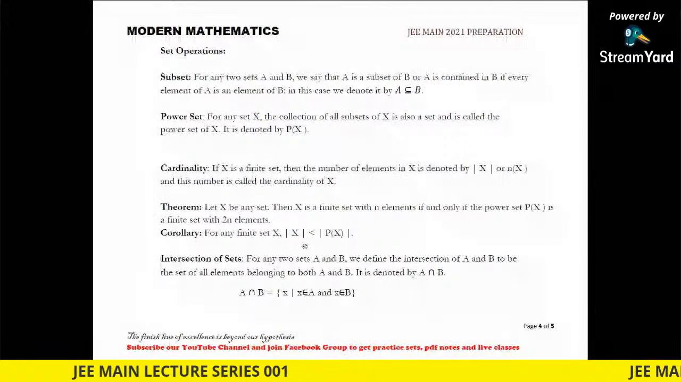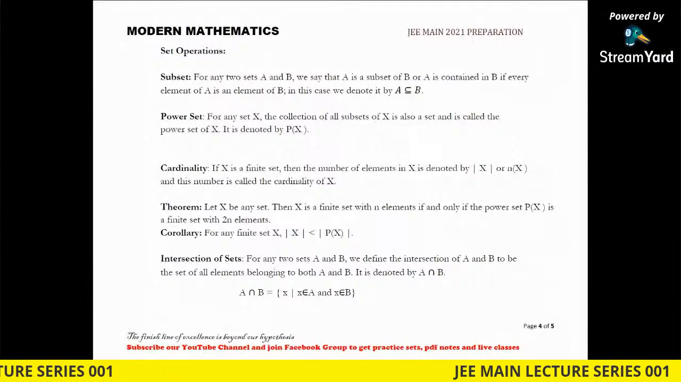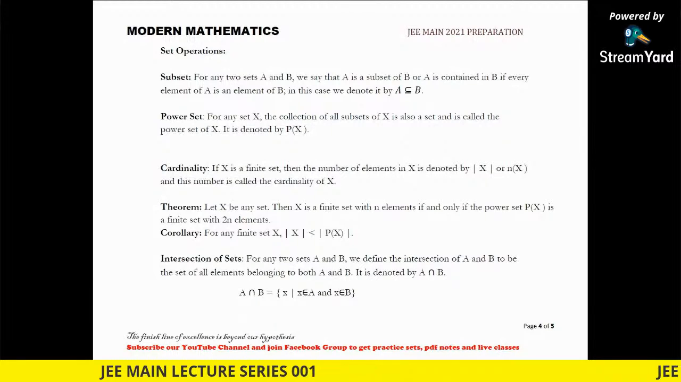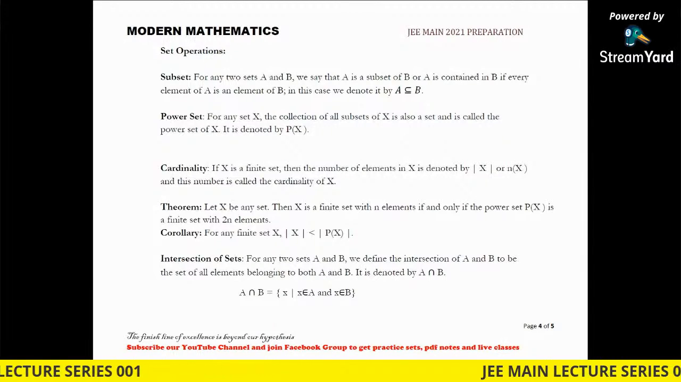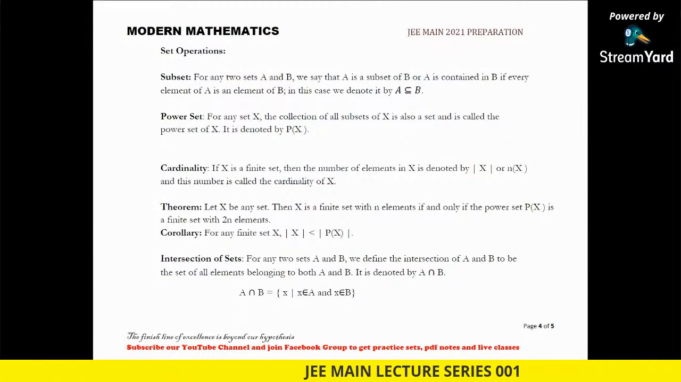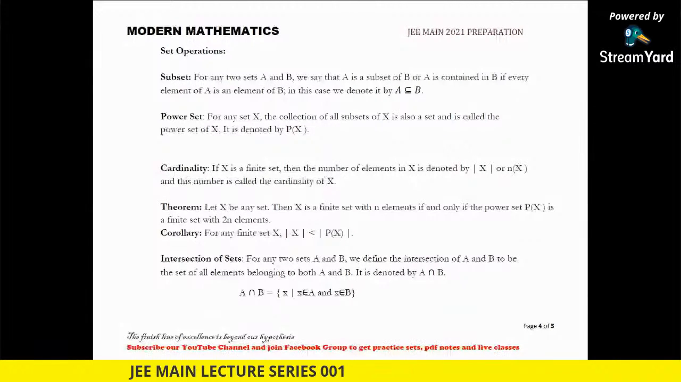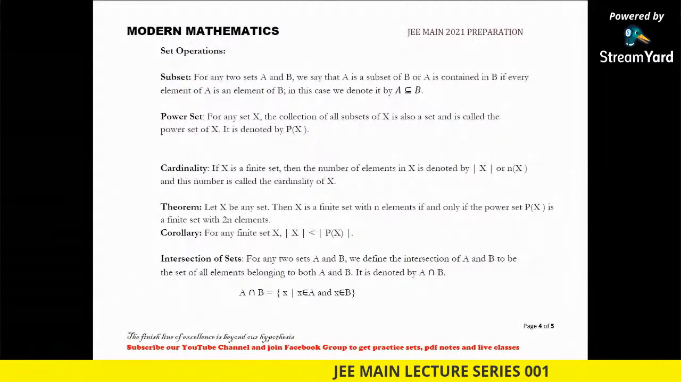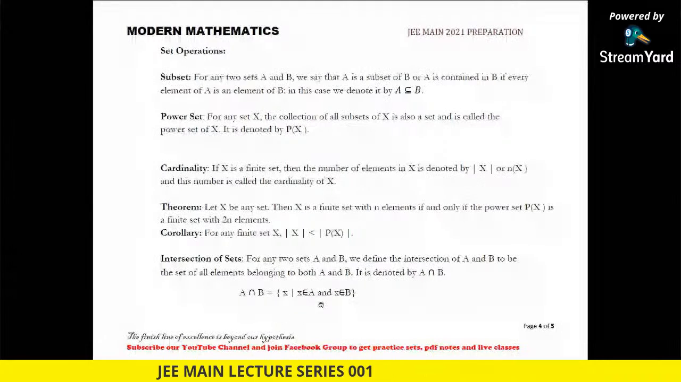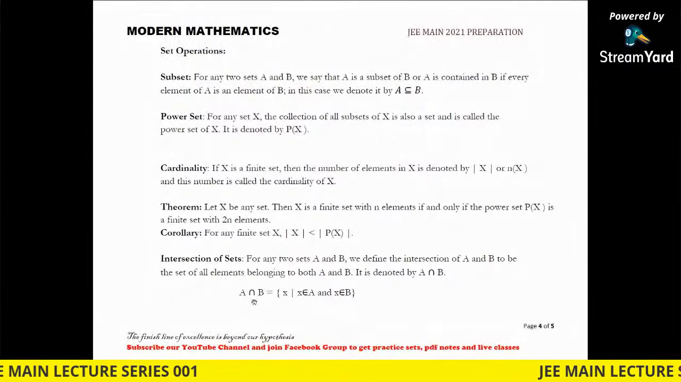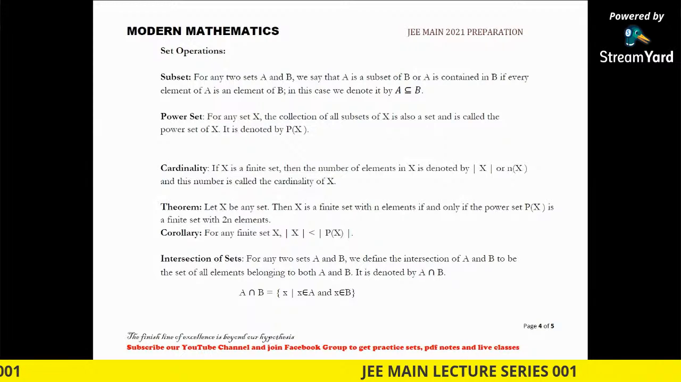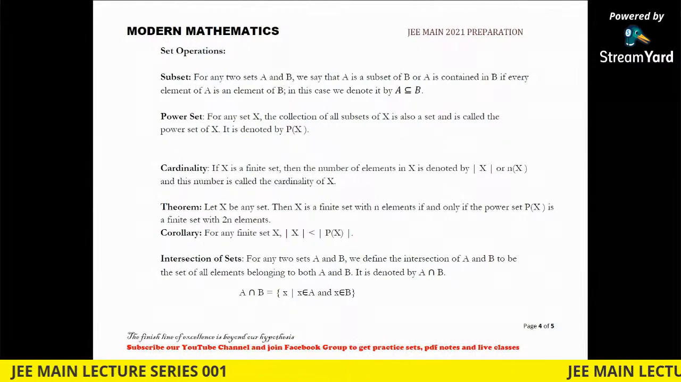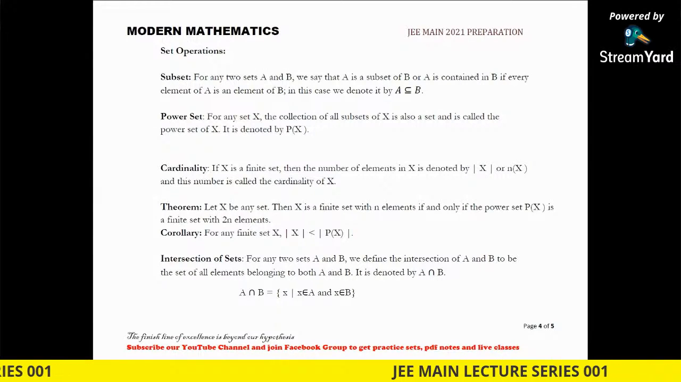Now come to the next operation, intersection of two sets. For any two sets A and B, we define the intersection of A and B to be the set of all elements belonging to both A and B, and it is denoted by A intersection B. It is written using set builder method. The intersection of A and B means the collection of common elements; this is also a set.